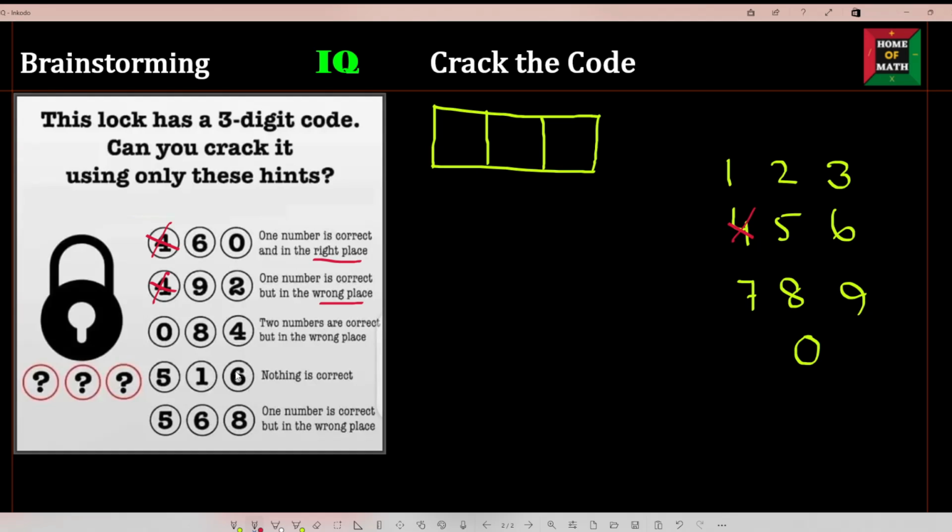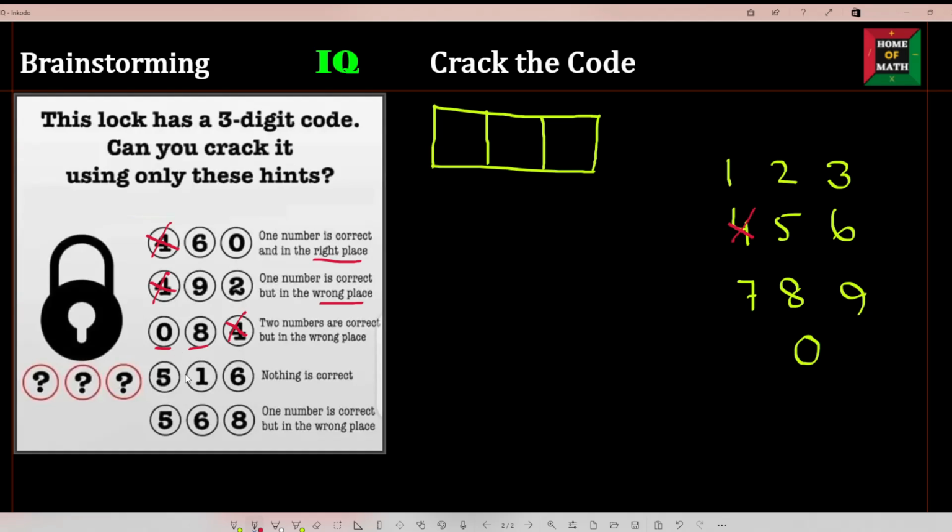Okay, next, here is also 4, we can take out. 2 numbers are correct but in the wrong place. So we already understand 0 and 8 are right numbers, but we don't know the place.